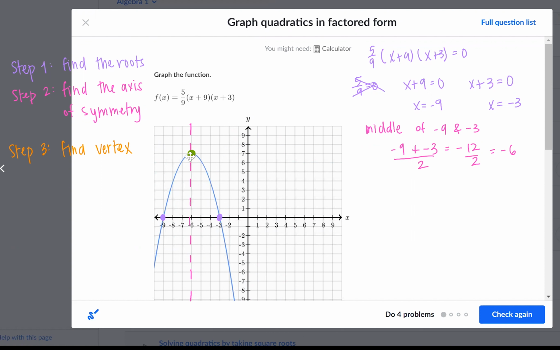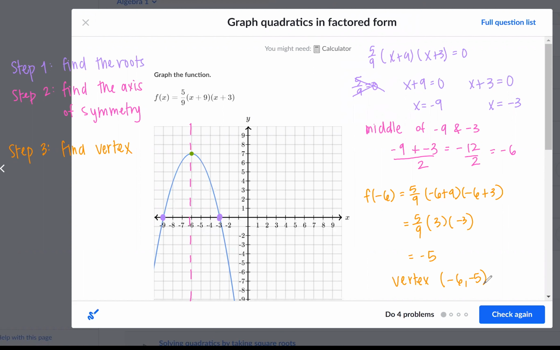And that brings me to step number 3. I will plug in the x coordinate of the vertex. I know the x coordinate is -6. I will put -6 into my function and find out what is the y value that goes with it. So f of -6 equals 5/9 times (-6 + 9) times (-6 + 3). You can, of course, use a calculator at this point. I don't have one with me, so I will just do this by hand. And I'll get -5.